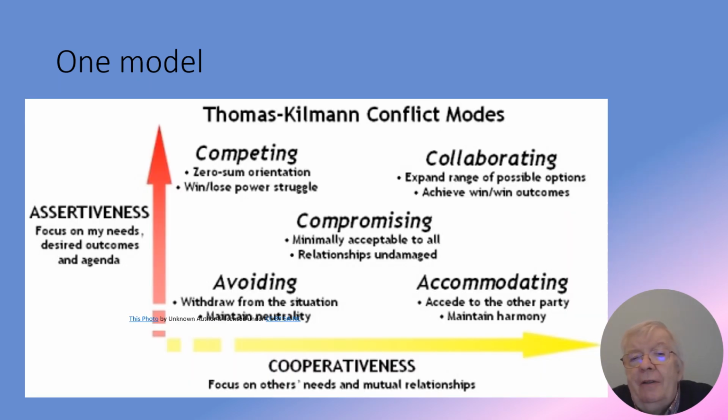This is one model, Thomas Kilmann, who talks about conflict modes. And on the left-hand axis there, you have the idea of assertiveness, which focuses on needs, outcomes, and a desired agenda. And on the horizontal axis, you have the idea of cooperativeness, which is focusing on the other's needs and on mutual relationships. So within this model of assertiveness and cooperativeness, where do the various different conflict modes lie?